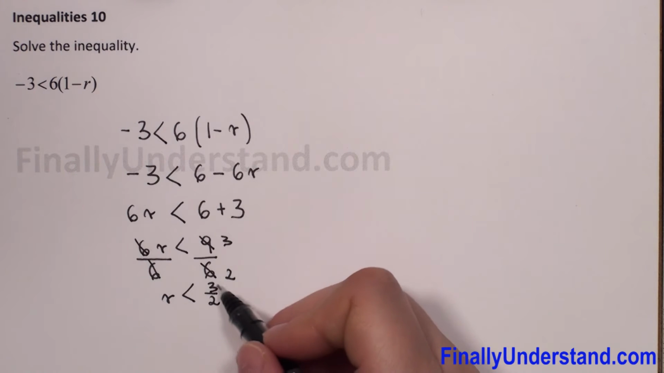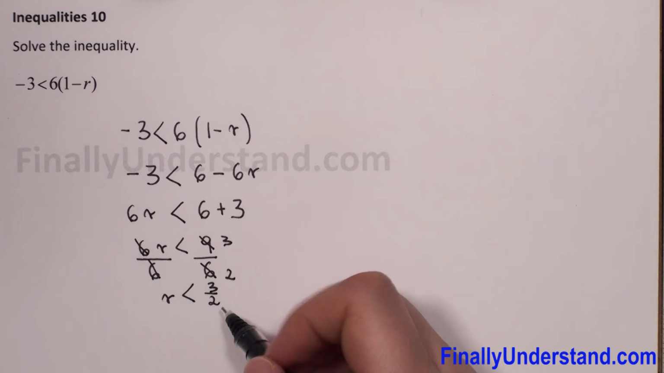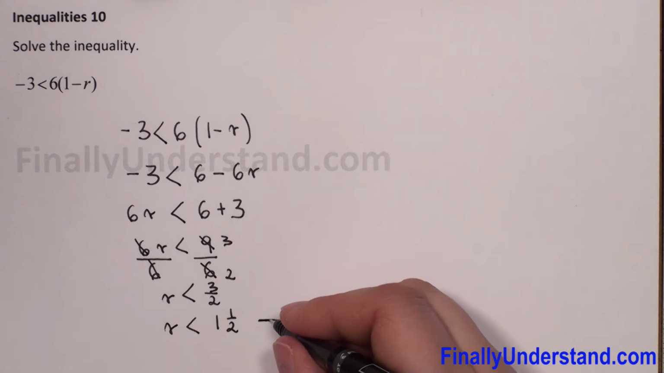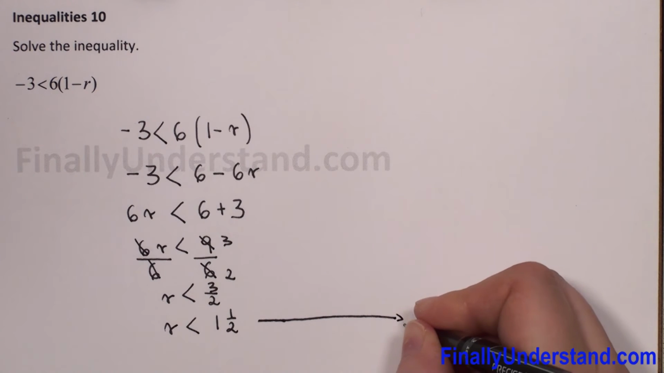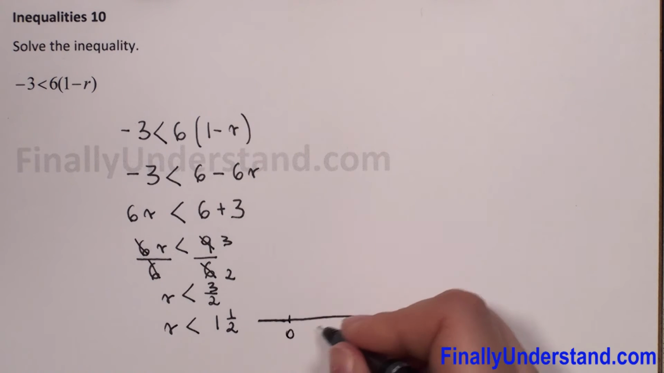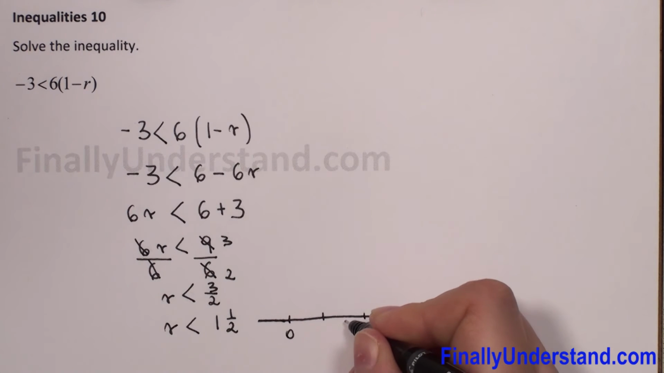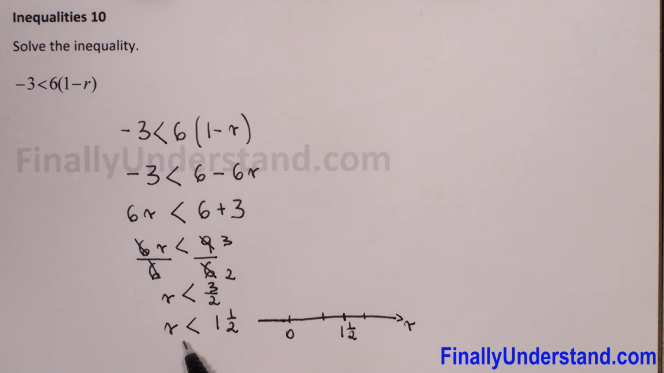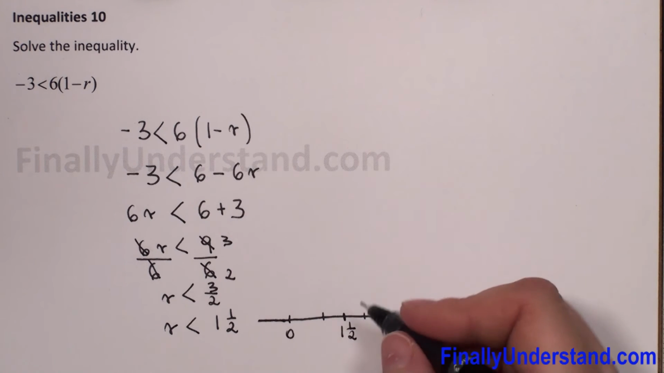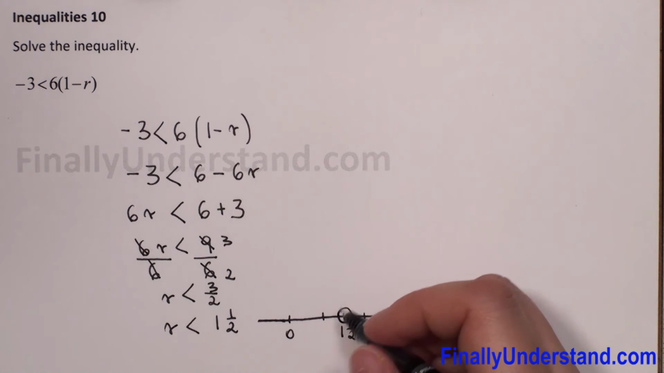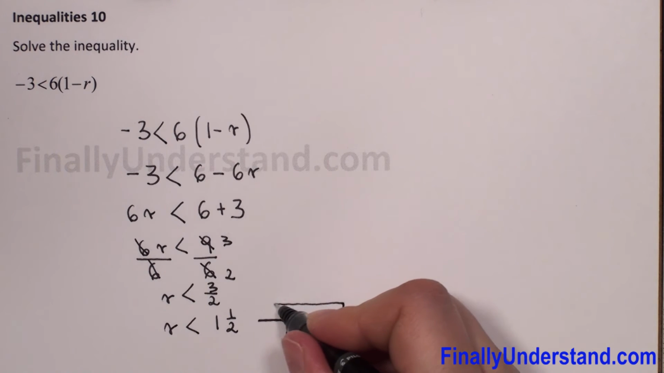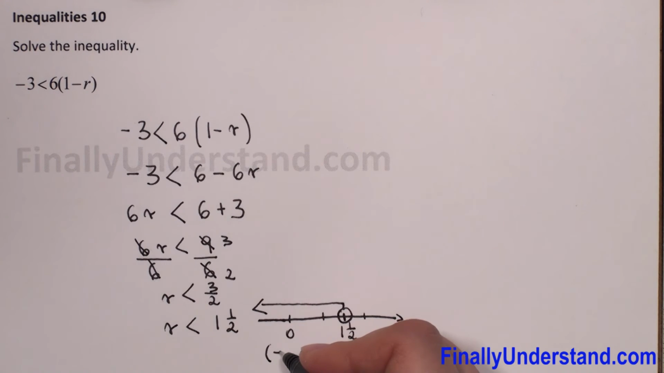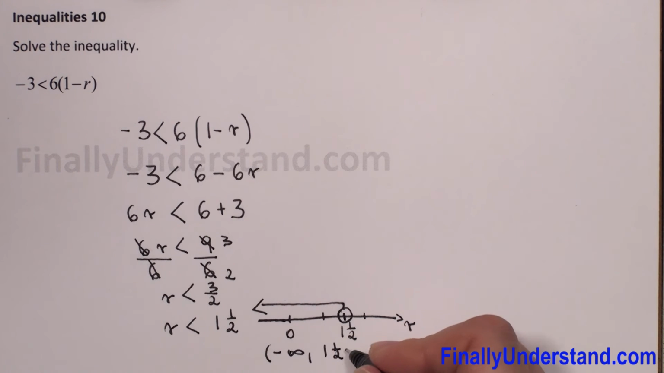I have an improper fraction on the right side. I can change it to a mixed number. So r is less than 1 and 1/2. Now I can draw a number line. For r, we have 0, 1, 2, and 1 and 1/2 will be here. Because I have the sign less than, 1 and 1/2 is not included, and because we have less, it's going to negative infinity. Our solution will be from negative infinity to 1 and 1/2.